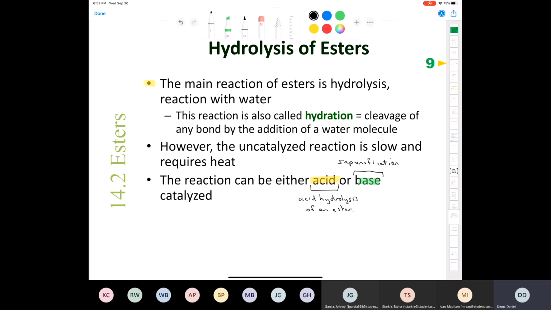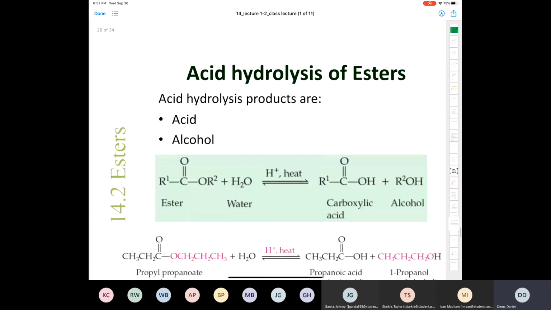And so saponification comes from soap making. Okay. All right. There we go. So let's go on from there.